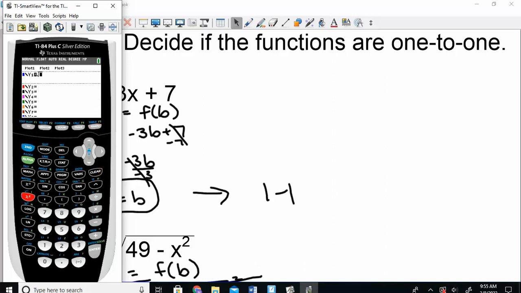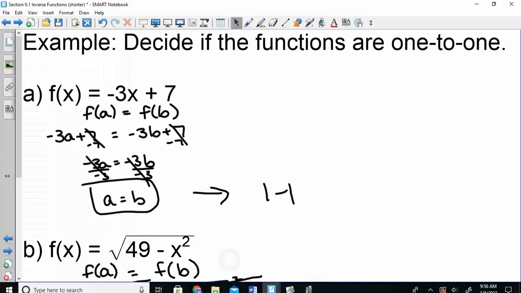was the square root of 49 minus x squared. When I look at that, would a horizontal line hit it more than once? Yeah, we have lots of options. It's like a semicircle. So I could draw a horizontal line that hit it more than once, so it is not 1 to 1. So we have the algebraic, we have the graphical.